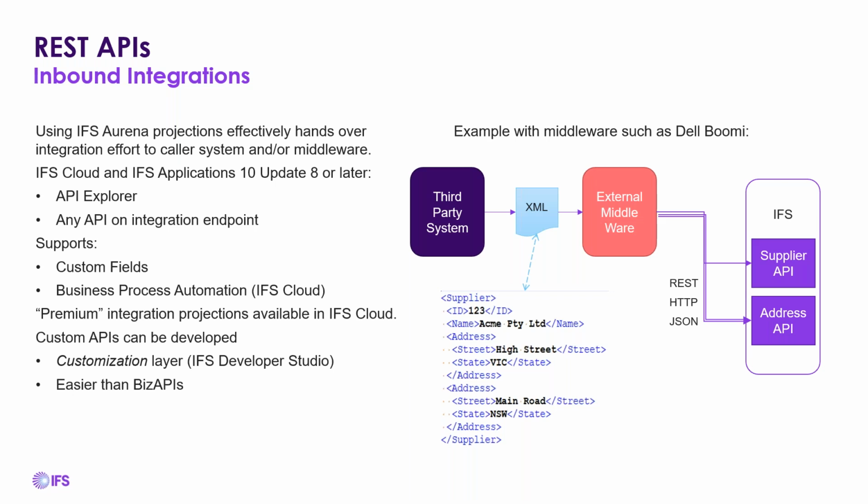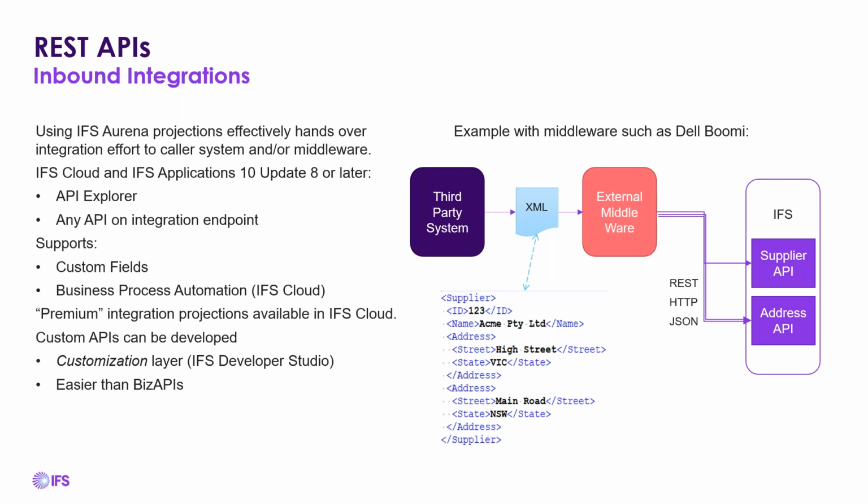If we have a middleware, such as Dell Boomi or another service bus in between, what that could do is pick that message apart and call various REST APIs, these projections as we call them as well, in IFS, with those pieces of data. So it means multiple calls to IFS. There's always going to be some sort of integration translation going on between two different systems, but here we can let the middleware do that. So if there's a middleware available, it's really quite convenient.